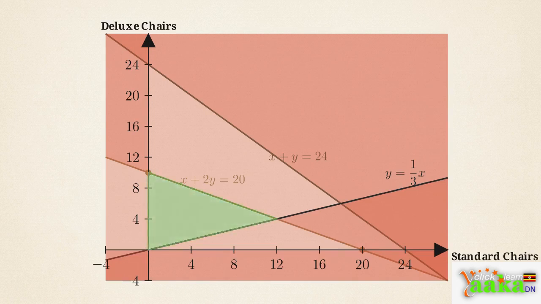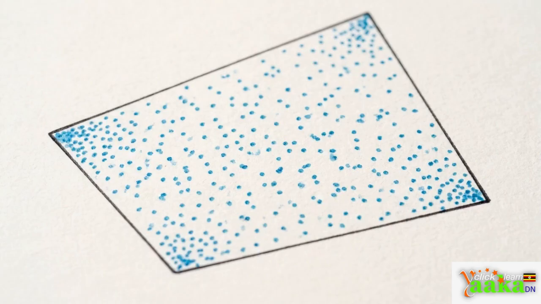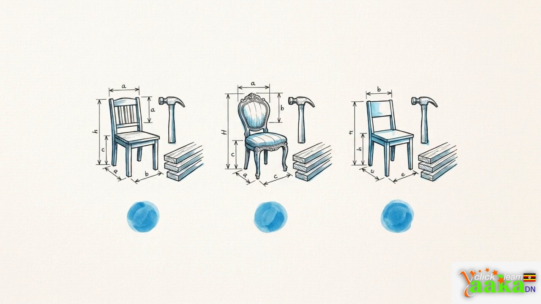y equals 1/3 x. By shading out all the areas that violate our limits, the remaining unshaded polygon in the center forms our true feasible region. Every single point inside that clear, unshaded shape represents a physically possible combination of standard and deluxe chairs that we can build with our current resources.